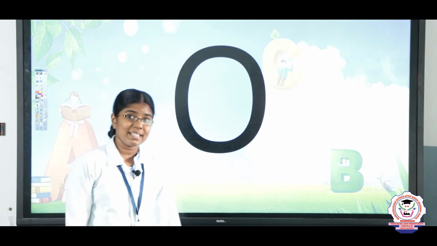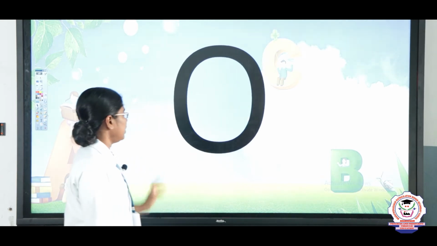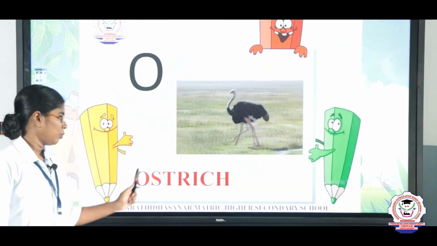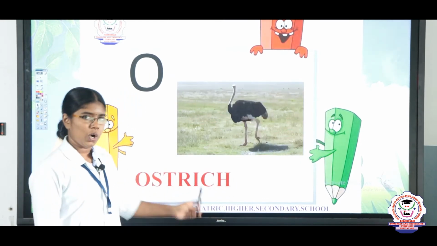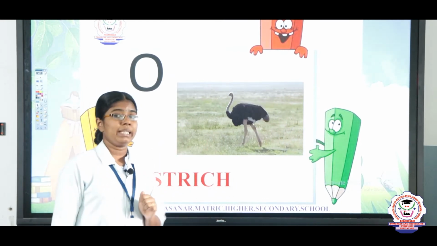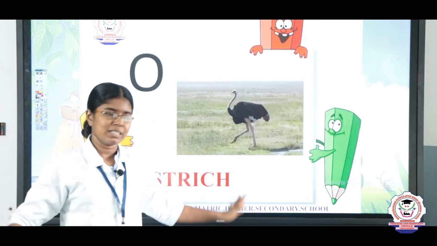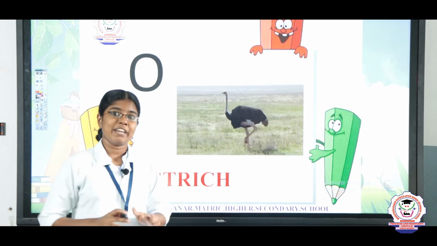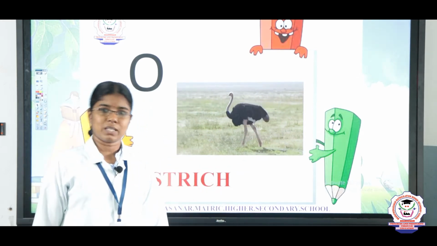O. What letter is this? Yes, this is the letter O. Very good. See my dears. O-S-T-R-I-C-H. Ostrich. Okay. It is a unique bird. Why children? All the birds can fly, right? But ostrich never flies, okay? It is one of the tallest birds, okay children?